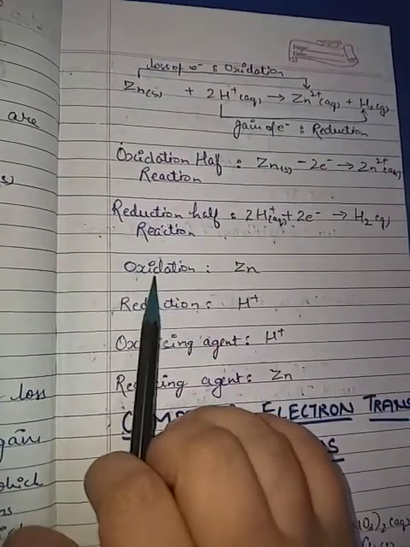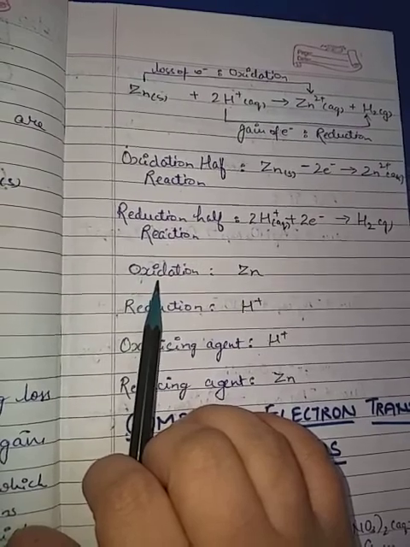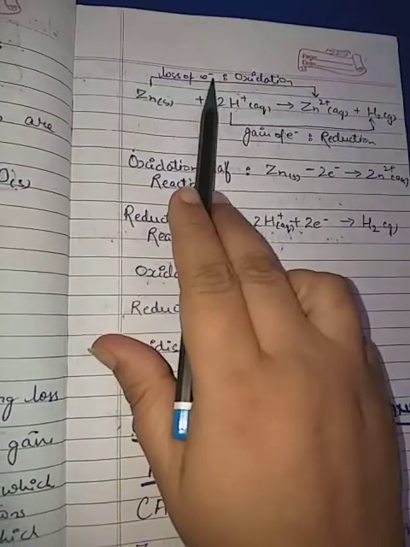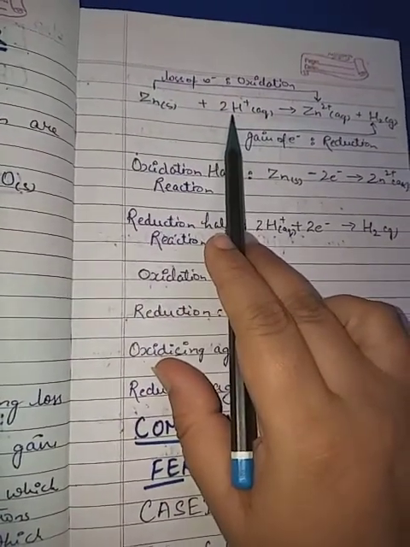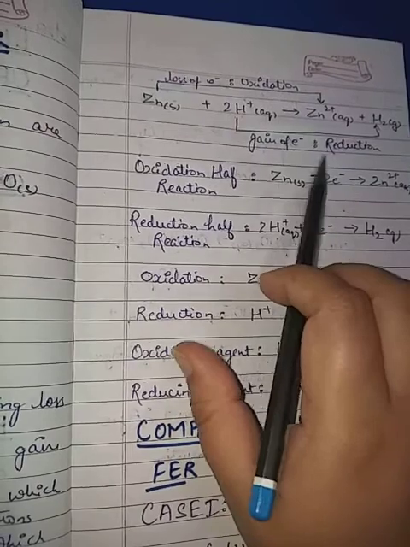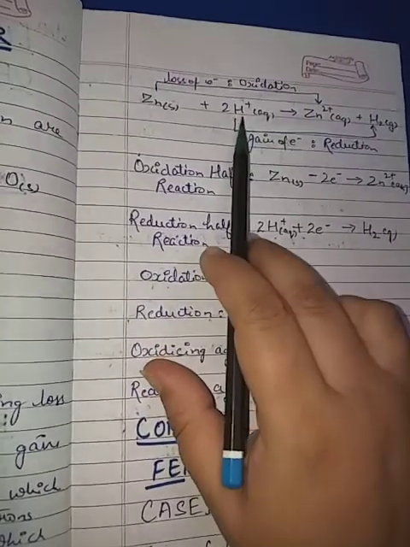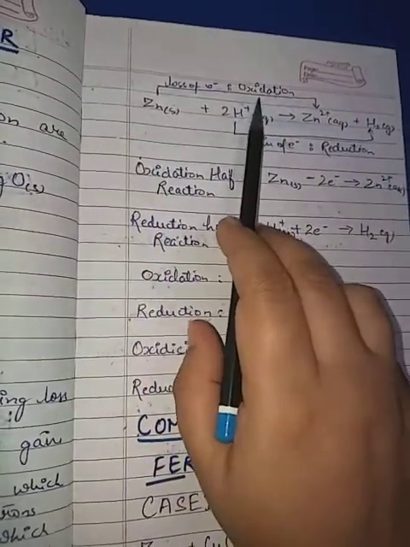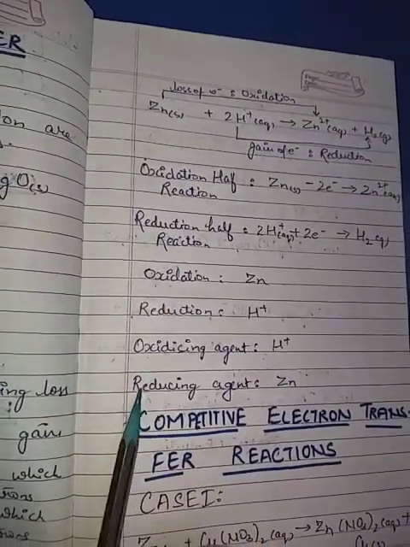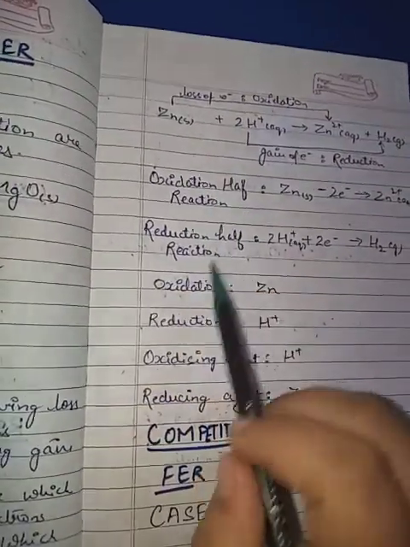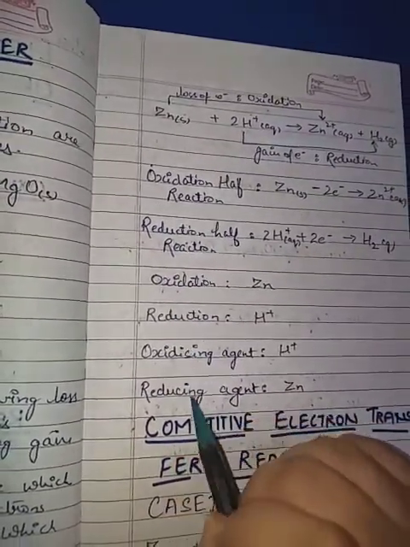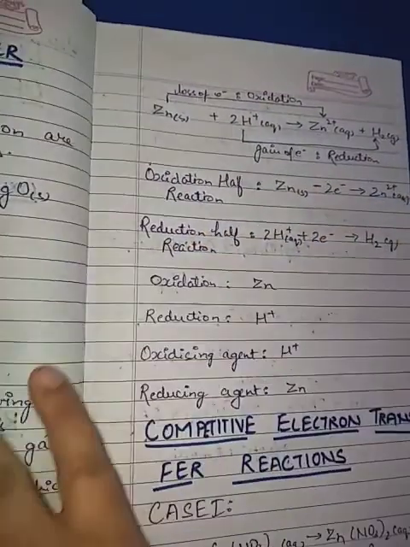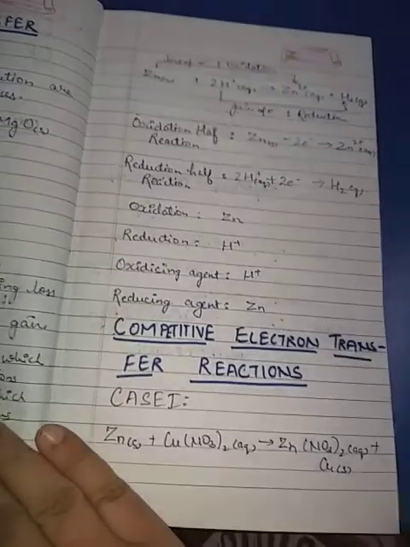Okay, oxidation, which of these substances is getting oxidized? That is zinc, loss of electron. This H plus is getting reduced. The one which is getting reduced is an oxidizing agent, so H plus here is an oxidizing agent, and zinc, since it is getting oxidized, is a reducing agent. Every time, oxidation, reduction, oxidizing agent and reducing agent should be written on the left hand side only, nothing from the right hand side. Okay, this I have told you earlier also.